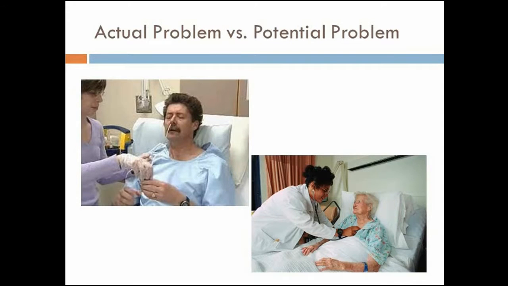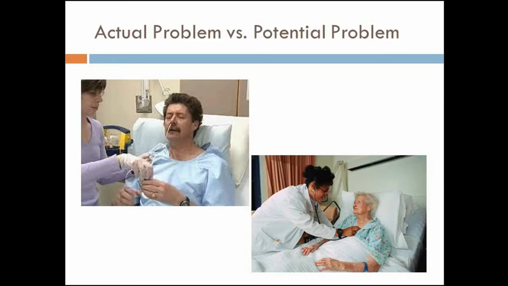Okay, the next method is actual problems versus potential problems. I like to say, is it real or is it a possibility? Okay? Now that can go both ways. I like to say, we'll jump off that bridge when we get there. Okay? Meaning, if we don't have a problem, let's don't create one.